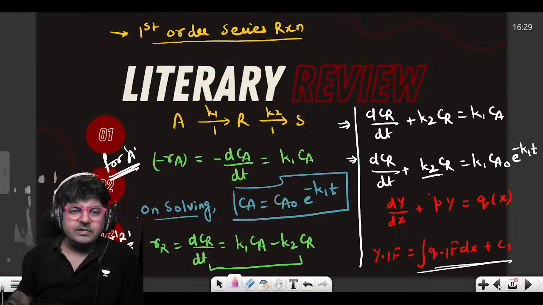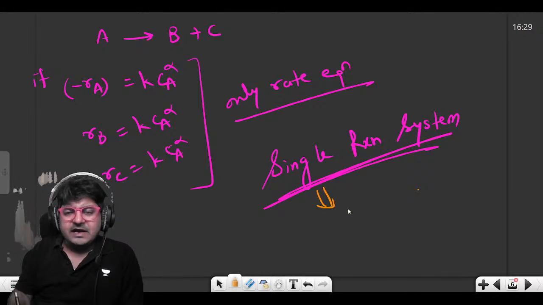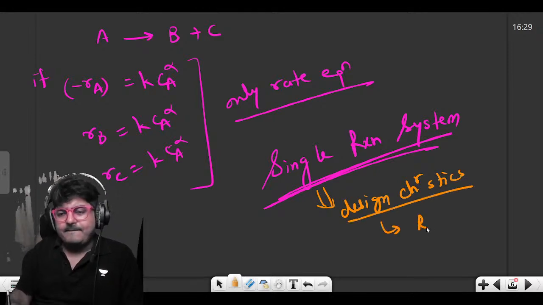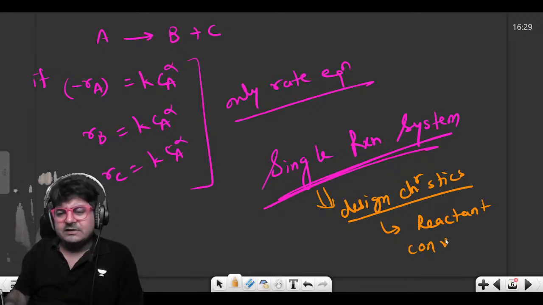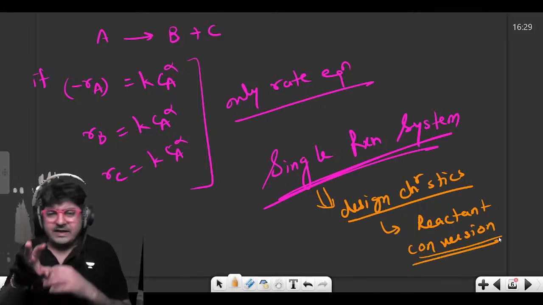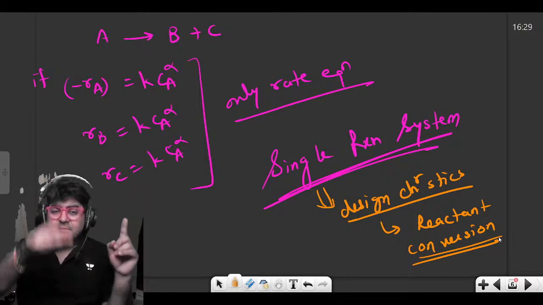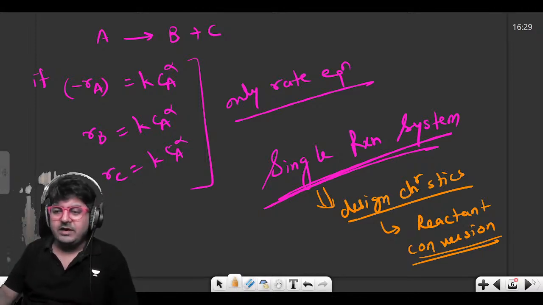ये भी मैं लिख ही देता हूँ. In a single reaction system, the design characteristic is conversion of A, or you can say reactant conversion. To have a symmetry, I am writing reactant conversion. Otherwise, conversion is only associated with reactants. But थोड़ा एक clarity रहेगी. Single reaction system, reactant conversion. Multiple reaction system, product distribution.